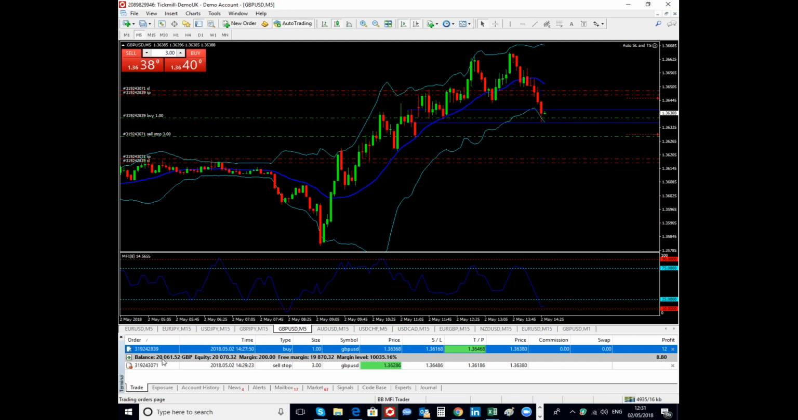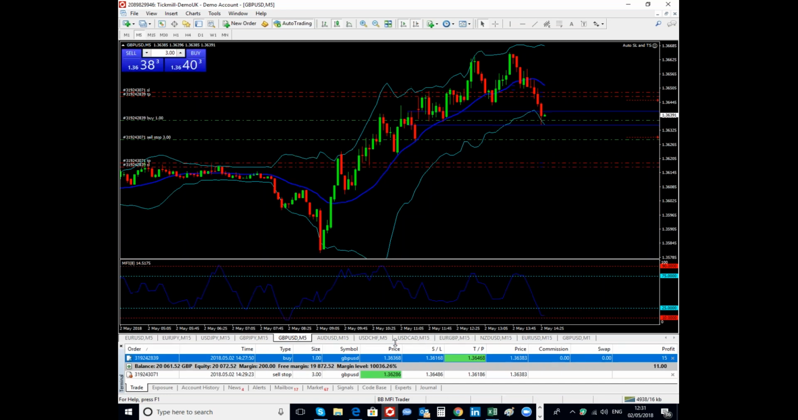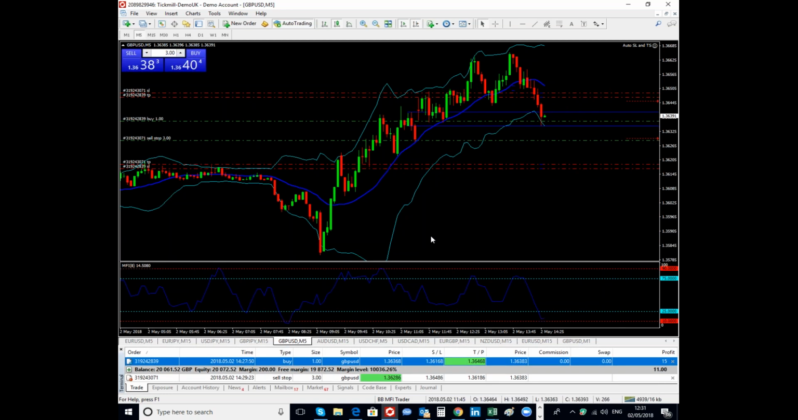My entries are one lot, so my account is 20k for the one lot, right? Because I want to make sure I've got margin to be able to trade like this, and this is what it's all about. It's margin. So when I speak to you guys about having bigger size accounts and so forth, there's a reason behind it, yeah.